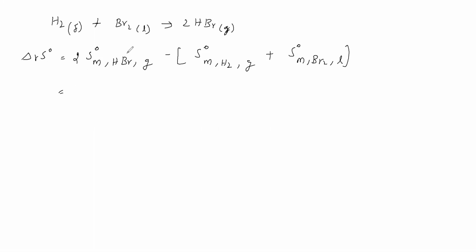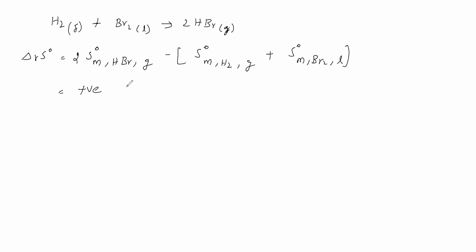Here, products 2 moles, that is gas. Reactants 1 mole, hydrogen is gas, but bromine is liquid. Liquid has lesser entropy. Gas has very high entropy. Therefore, the entropy here is more when compared to this entropy. Therefore, delta S naught is positive here. We can say delta S naught is positive, because gas has very high entropy when compared to liquid. Liquid has high entropy when compared to solid.